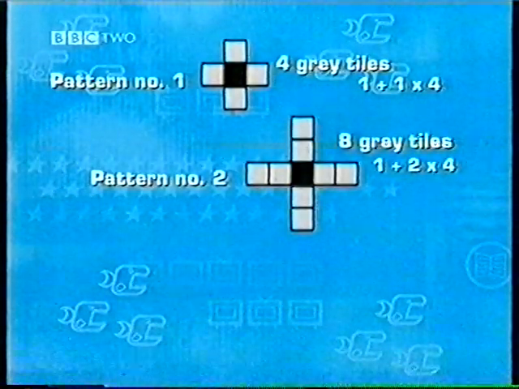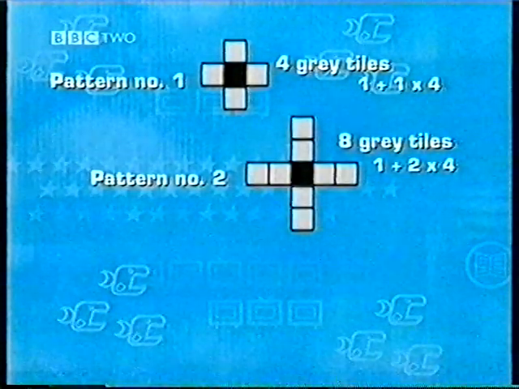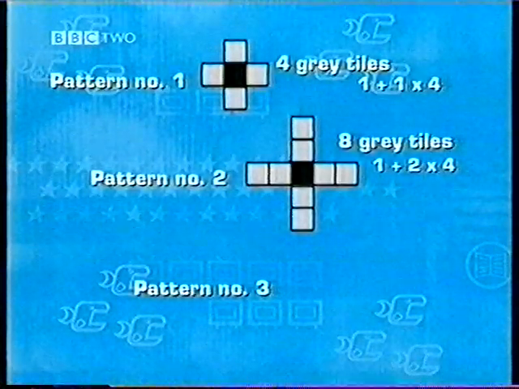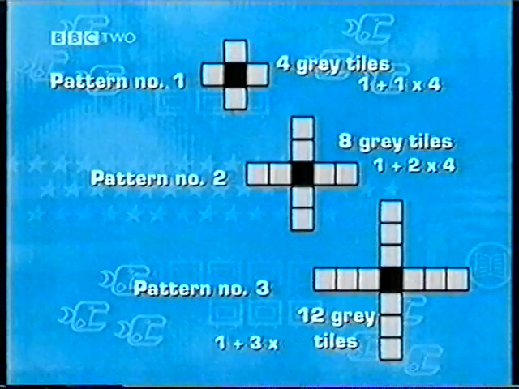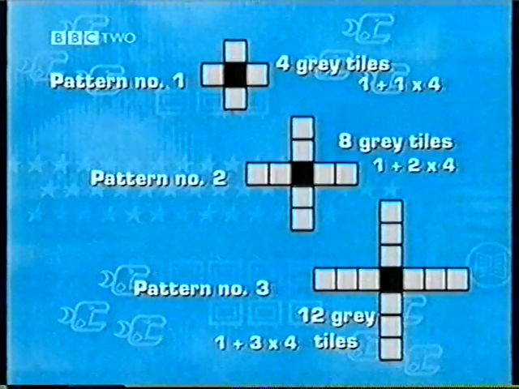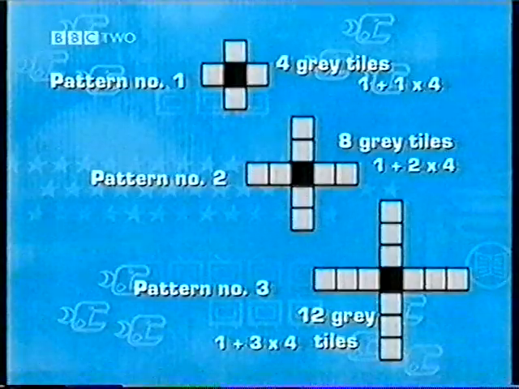So for pattern number 1, you can draw 1 black tile surrounded by 4 multiplied by the pattern number 1, so that's 4 grey tiles. For pattern number 2, you can draw 1 black tile again, and 4 multiplied by the pattern number 2, so that's 8 grey tiles. And finally, for pattern number 3, draw 1 black tile and 4 multiplied by pattern number 3, so that's 12 grey tiles.